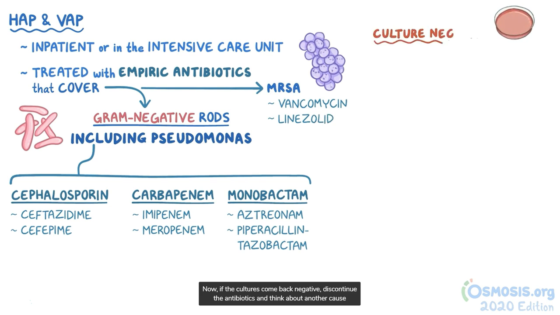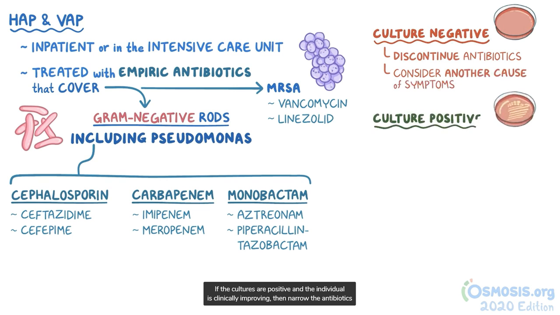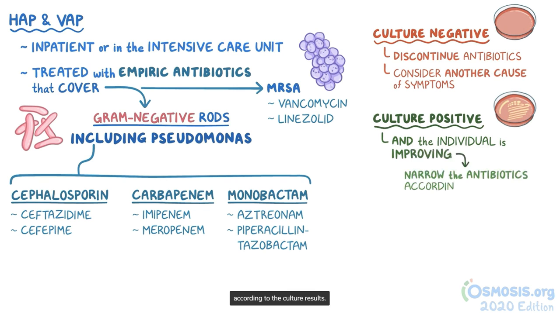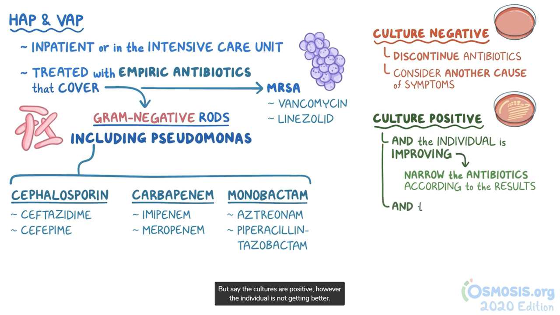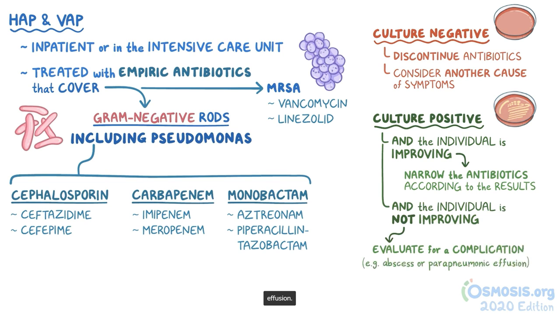Now, if the cultures come back negative, discontinue the antibiotics and think about another cause of their symptoms. If the cultures are positive and the individual is clinically improving, then narrow the antibiotics according to the culture results. Let's say the cultures are positive, however the individual is not getting better. In such a case, you should evaluate for a complication like an abscess or a parapneumonic effusion.